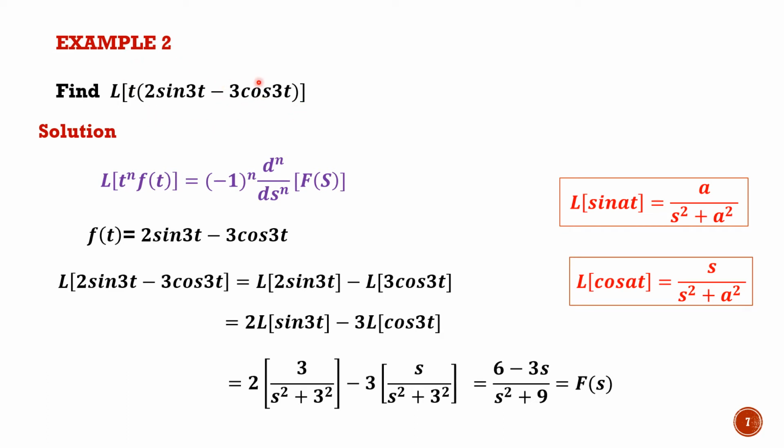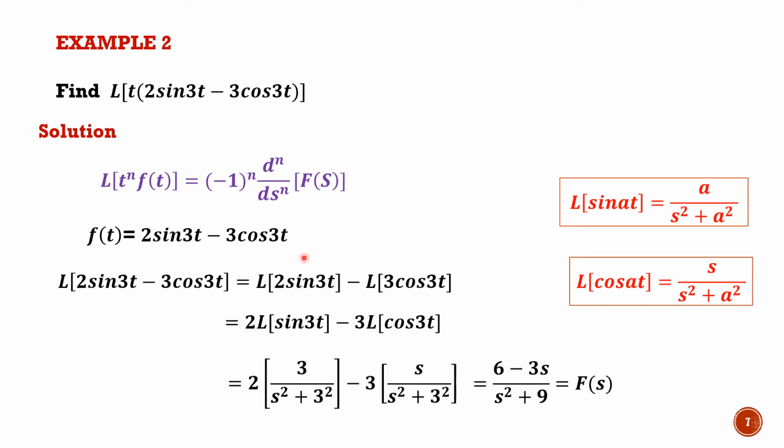Now whatever Laplace transform of the function we have got, that has to be differentiated once because we are having L of t into f of t. So this function, the Laplace transform of this bracket term, which is 6 minus 3s upon s square plus 9, has to be differentiated once, because whatever is the function other than t is taken as f of t. So we have calculated L and got the answer as f of s. Now whatever answer we have got, we have to differentiate to apply the multiplication by t property.